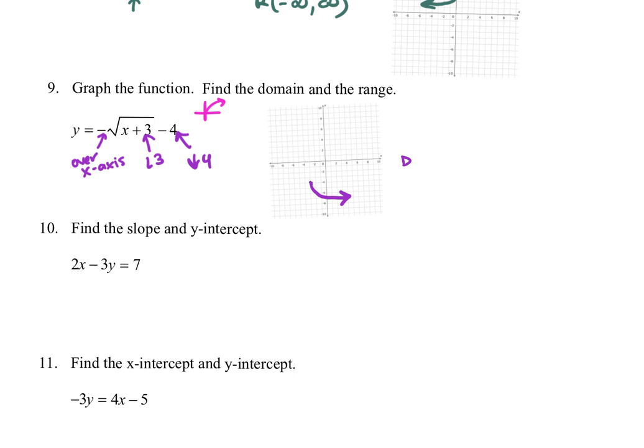Domain, this time it doesn't go left of this point. So the domain is from negative 3 to positive infinity, which matches because it's underneath the square root. And the range is going to go from negative infinity up to that point, which is the highest y, negative 4.